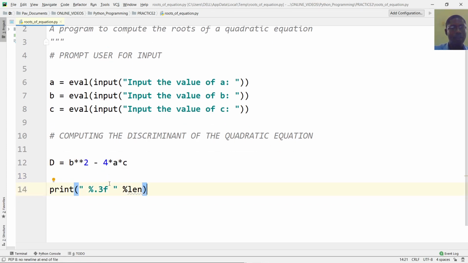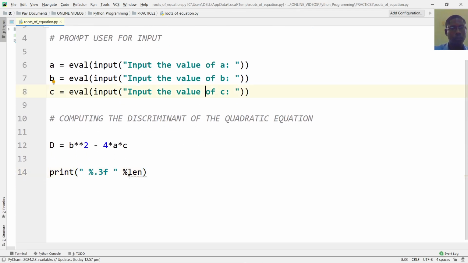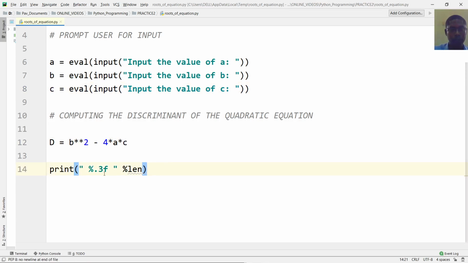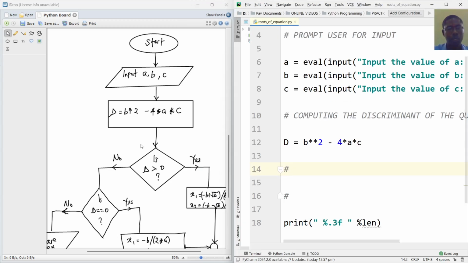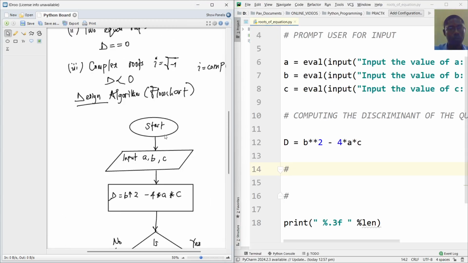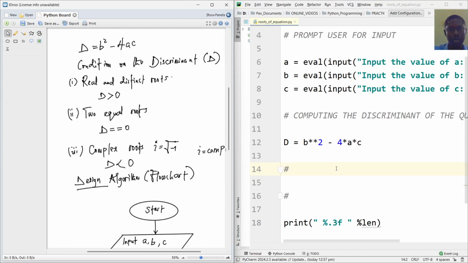Okay, so we have the discriminant. Now that we have it, we have our decision 1 and decision 2. What were our decisions? The decision that we made was for real and distinct roots.